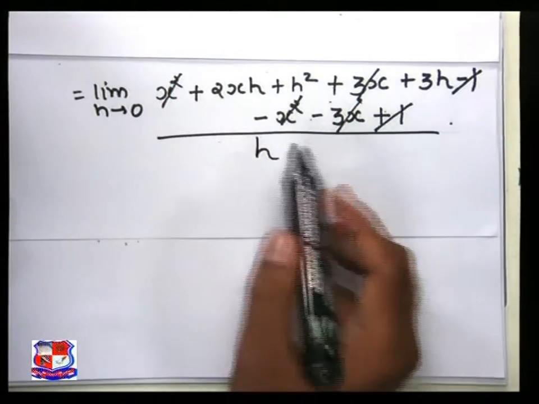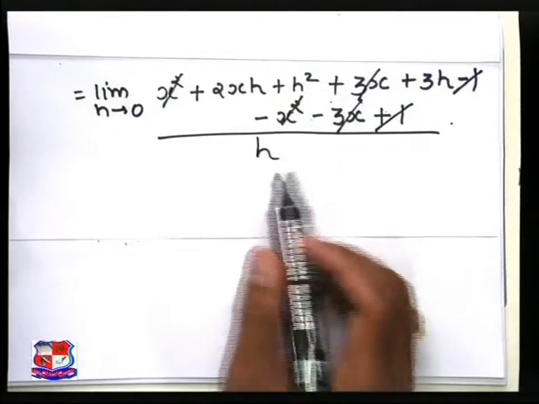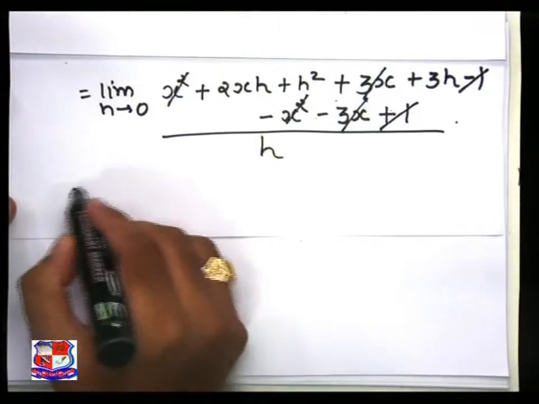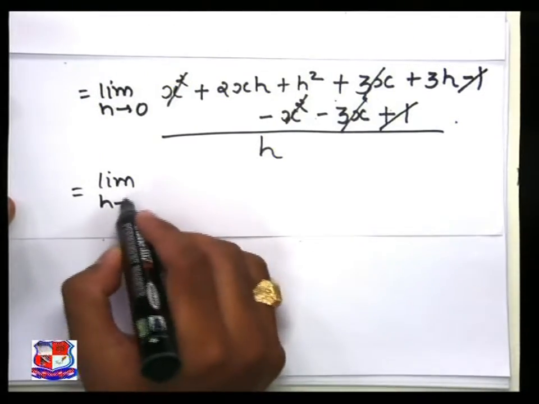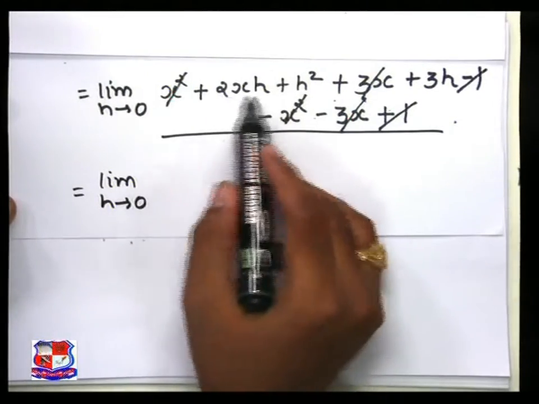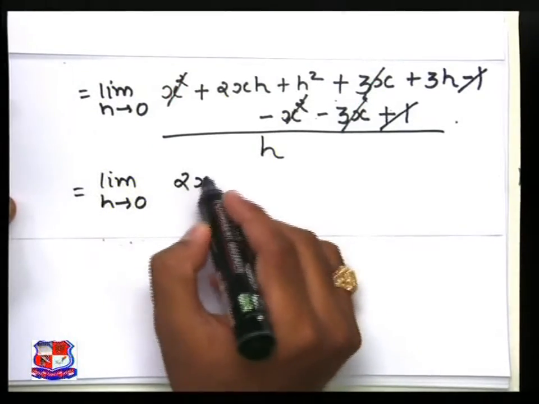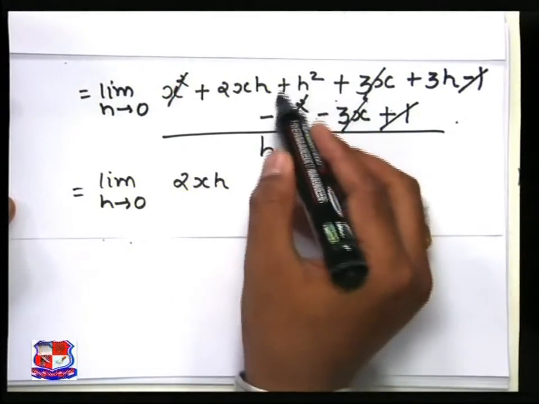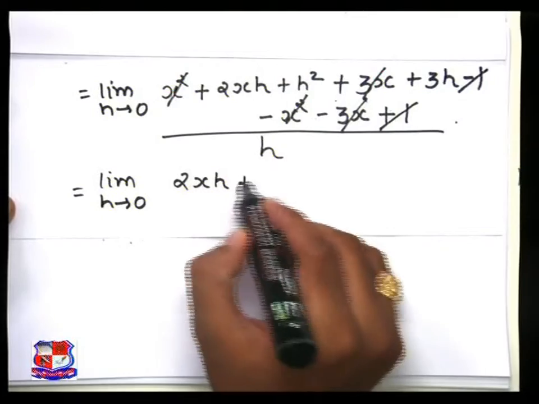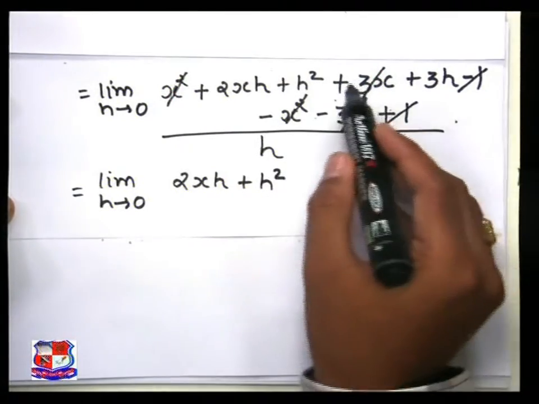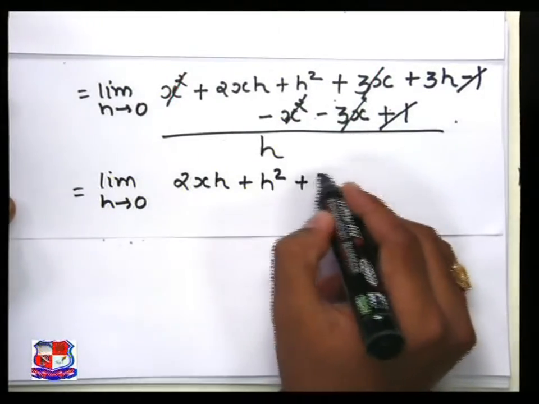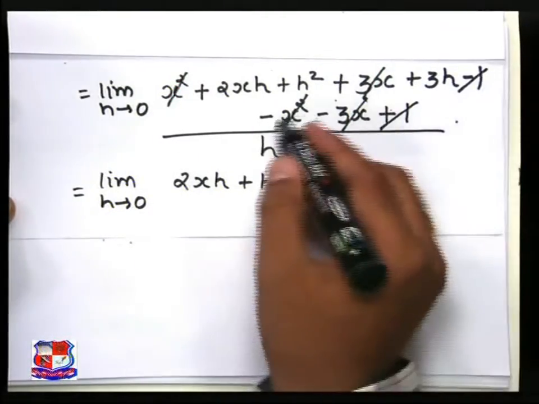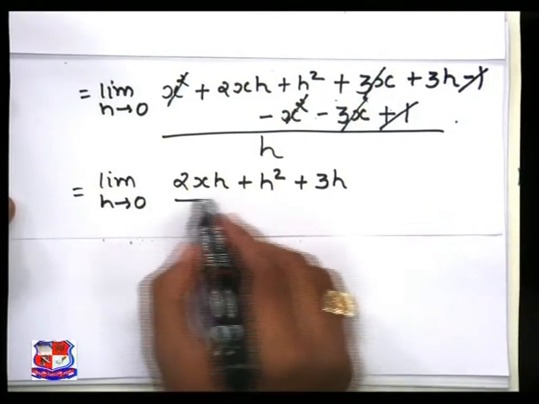Now write down its remaining term, that is equal to limit h tends to 0, here remaining term, that is 2xh plus h square, no any value, here value, plus 3h, and all term are already cancelled out, so divide by h.